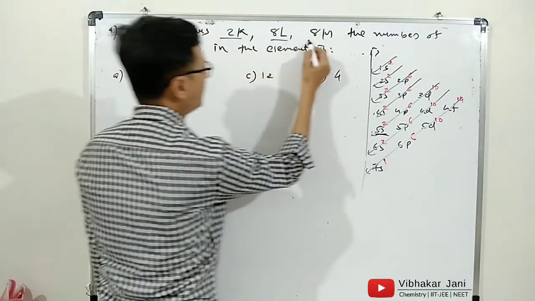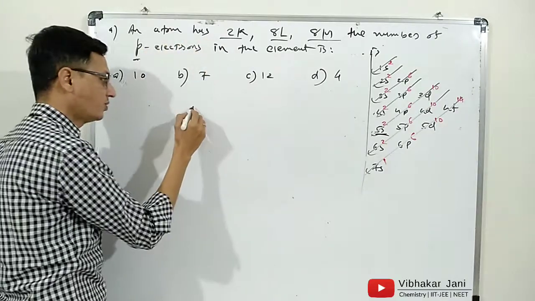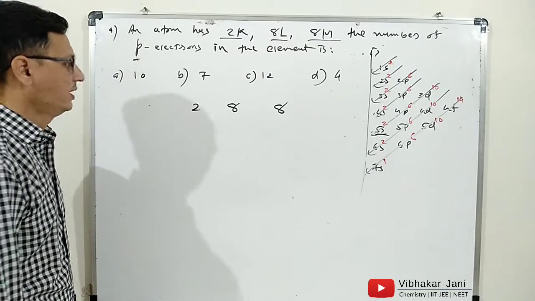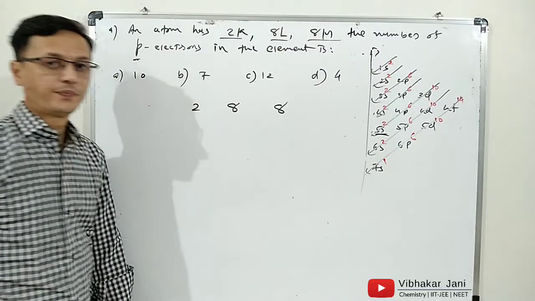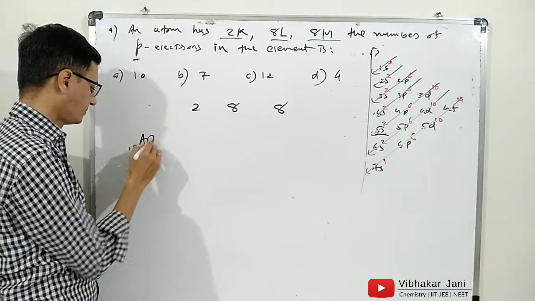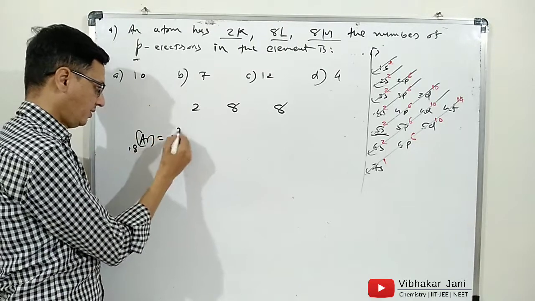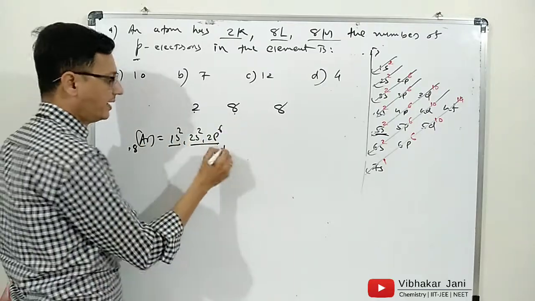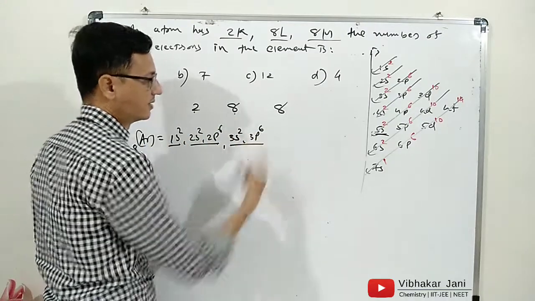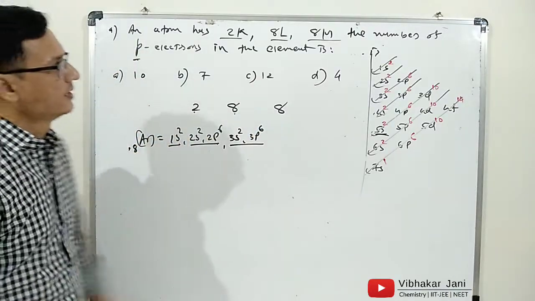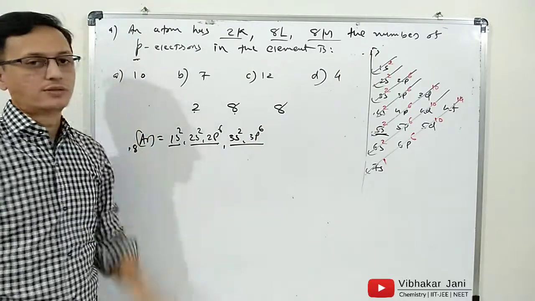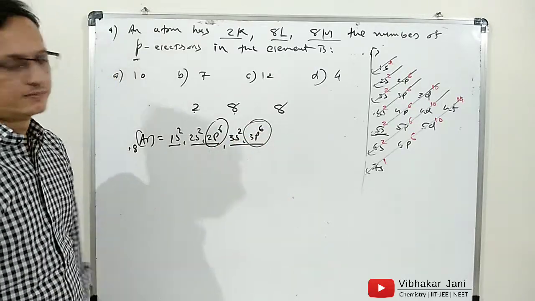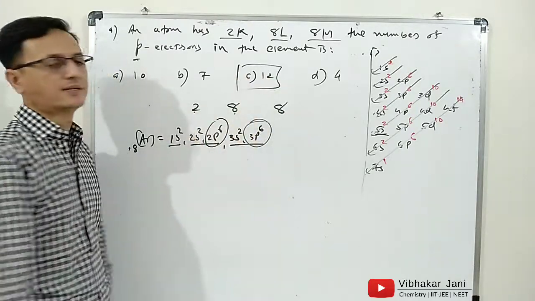Okay, so here the electronic configuration is 2, 8, 8. In first orbit there are 2 electrons, in second there are 8, and third also contains 8 electrons. So the total number of electrons is 18, and that is argon. Now let us write the configuration: 1s2, 2s2, 2p6, that is 8 in the second shell, 3s2 and 3p6, again 8. Now the question is the number of p electrons. So first of all, find the total p electrons: 6 and 6, 6 plus 6, that is 12. So C is the correct answer.